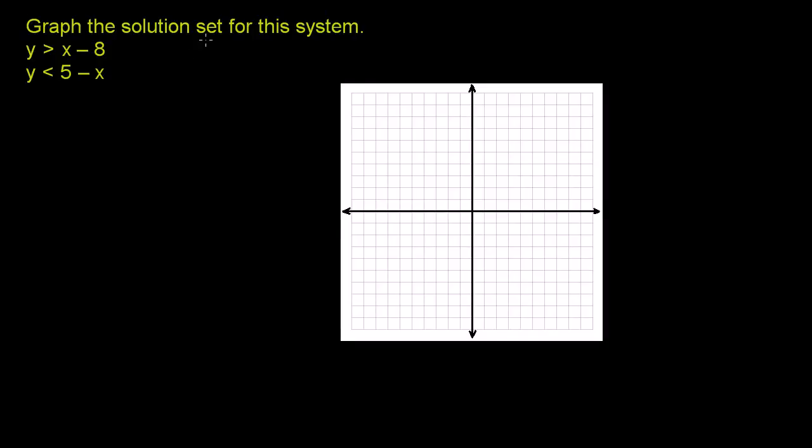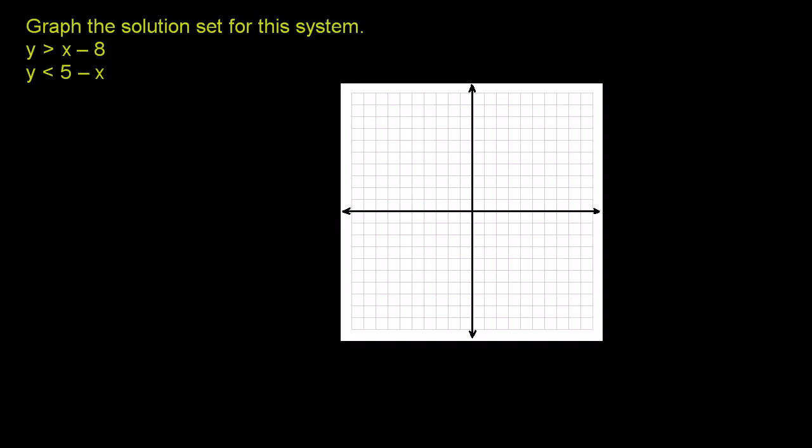We're asked to graph the solution set for this system. So we have two inequalities here. So this is a system of inequalities, and we know how to graph them independently. And so when you graph the system, you want to find the set of coordinates in the coordinate plane that satisfy both of these inequalities. So essentially, we want to find out where these two inequalities overlap.